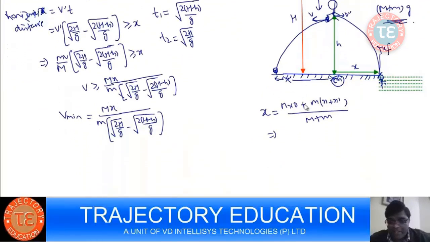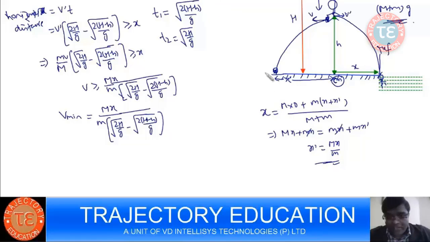Where will the bag land? We have to find x dash. So (M plus m)x equals Mx plus mx dash. This will cancel out, and x dash would be Mx by m. So here is the bag. The bag should be at a distance of x dash from this center of mass.